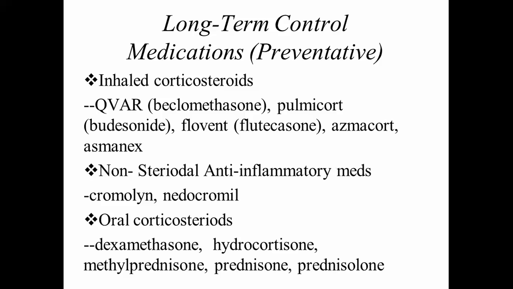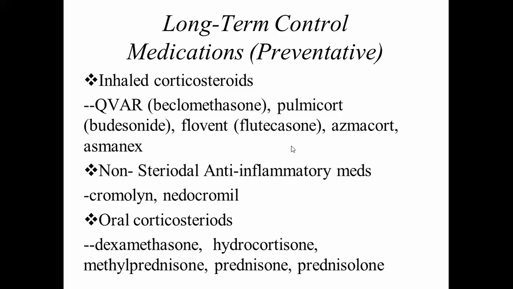Okay, then we have inhaled corticosteroids. Examples would be Qvar or beclomethasone, Pulmicort or budesonide, or Flovent or Azmacort. These are all inhaled corticosteroids. They can be given by inhalation.